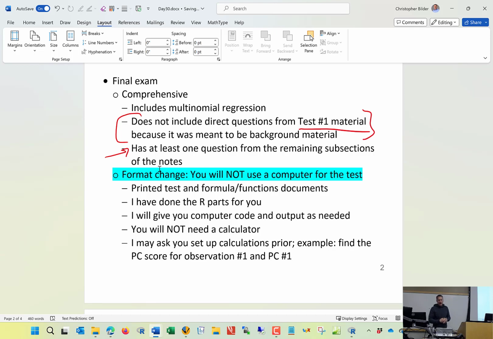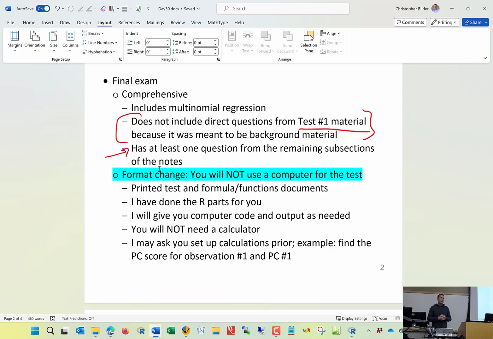And as you see here highlighted in blue, there is actually a small format change for this test to make it easier for you. And that is essentially, I will do all the R calculations for you that are needed for the test.